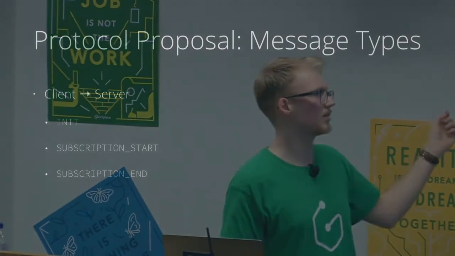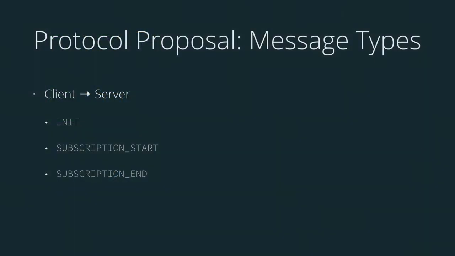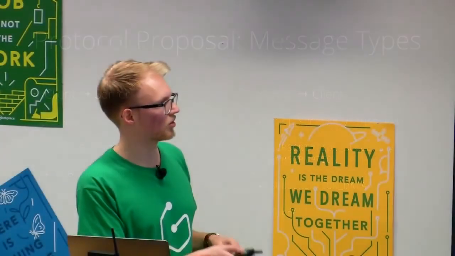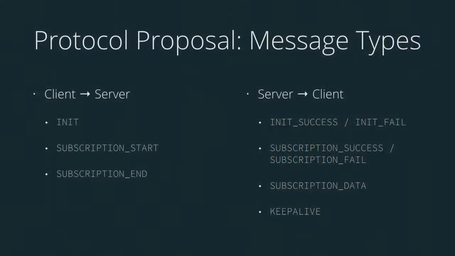Then the client can send a subscriptions start event together with a GraphQL query, and after all of the work is done, the client can send the subscriptions end event. From the server to the client, there is a response to the init event, which is either init success or init fail. And for subscription start, that could have failed or succeeded. And then the actual important thing is the subscriptions data. This is actually when a message comes through.